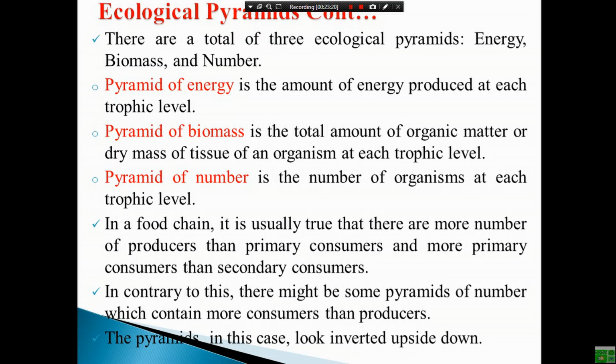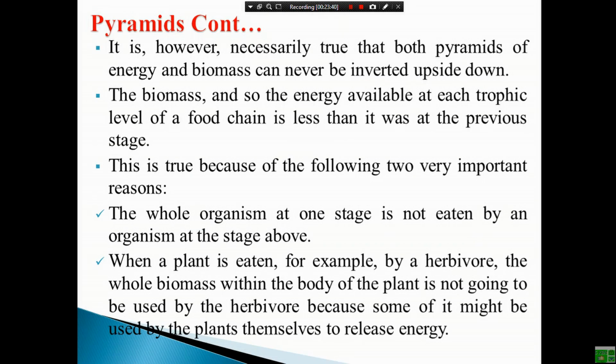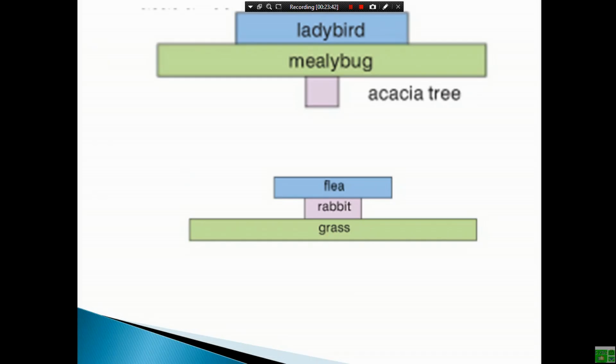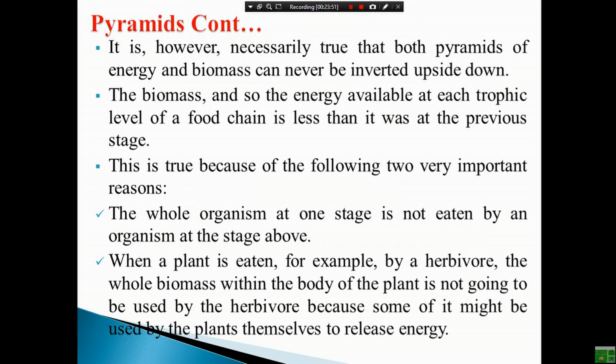In a food chain, it's usually true that there are more producers than primary consumers, and more primary consumers than secondary consumers. In contrast, there might be some pyramids of numbers which contain more consumers than producers. So the pyramids in this case look inverted, upside down. This is how they are going to be: lyrebird, mailbag, acacia tree, flea, rabbit, grass. This is upside down due to their numbers.